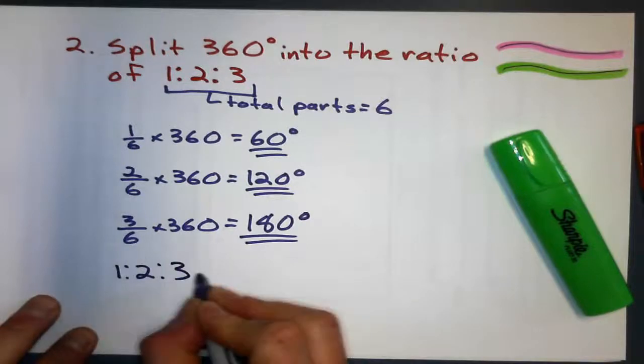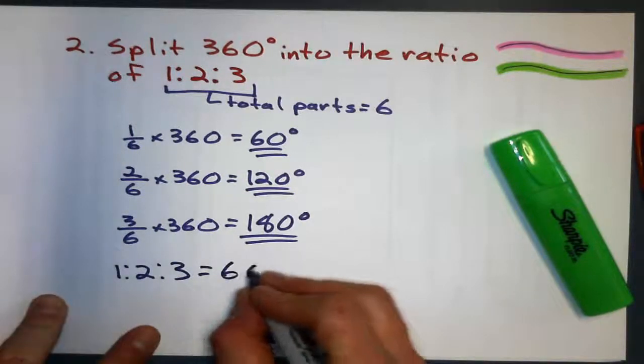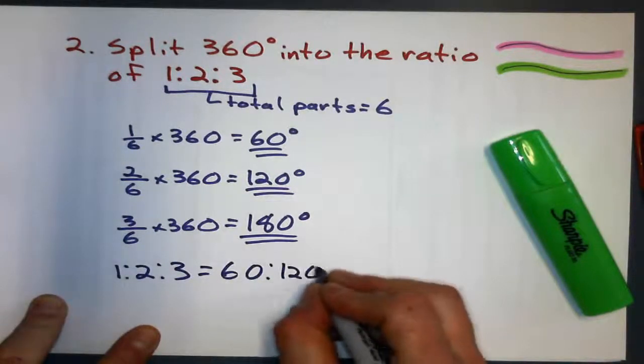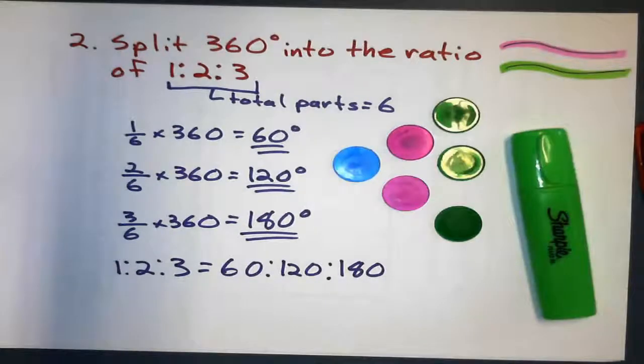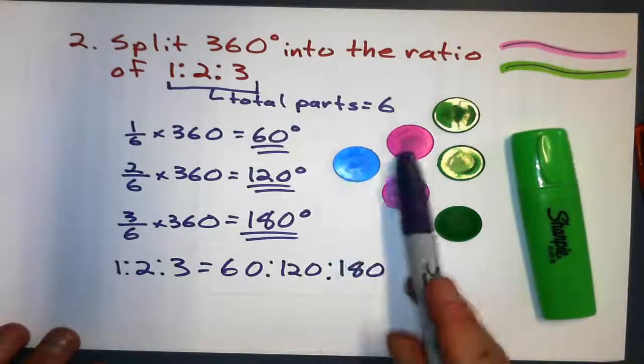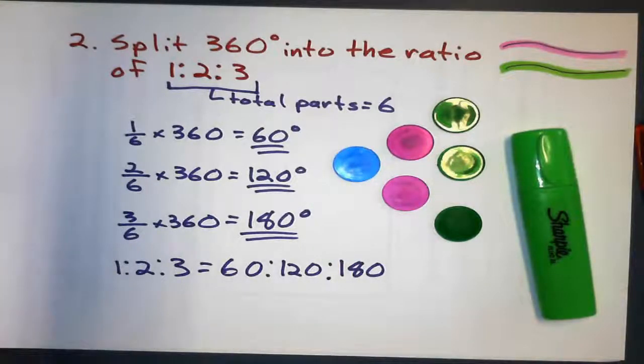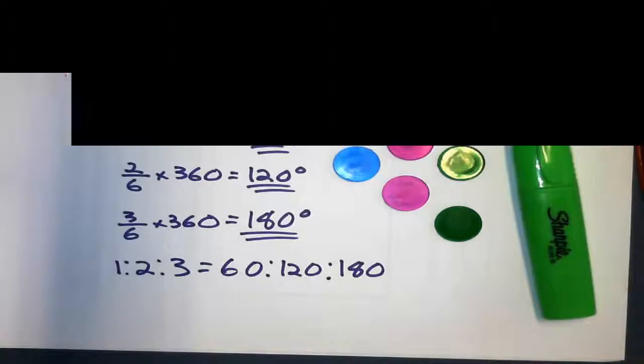And if I wanted to write my proportion, 1 to 2 to 3 is the same as 60 to 120 to 180. Okay, that's what it would look like using the counters: 1 to 2 to 3. Okay, so pretty simple stuff.